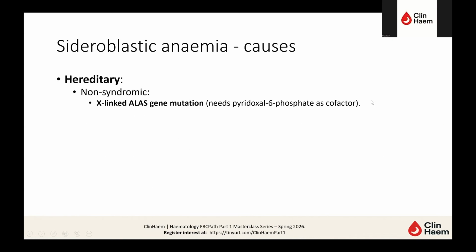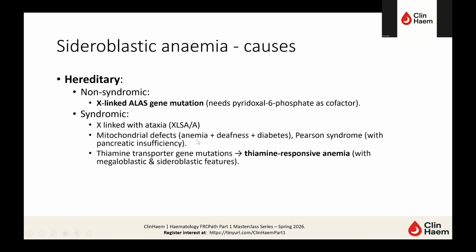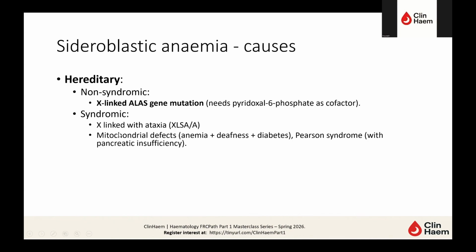Hereditary, this is what they will ask you in exam. X-linked ALAS gene, aminolevulinic acid synthase, and this will respond to pyridoxine because it's one of the enzymes in the same pathway that uses this. So they can be non-syndromic or syndromic. And the other thing is the same X-linked with ataxia. So X-linked ALAS gene, which is XLSA or XLSA with ataxia. Others you don't need to know, but they may ask you MCQs, but you don't need to focus too much on them. So if there is sideroblastic anemia and pancreatitis, then this is Pearson's syndrome.